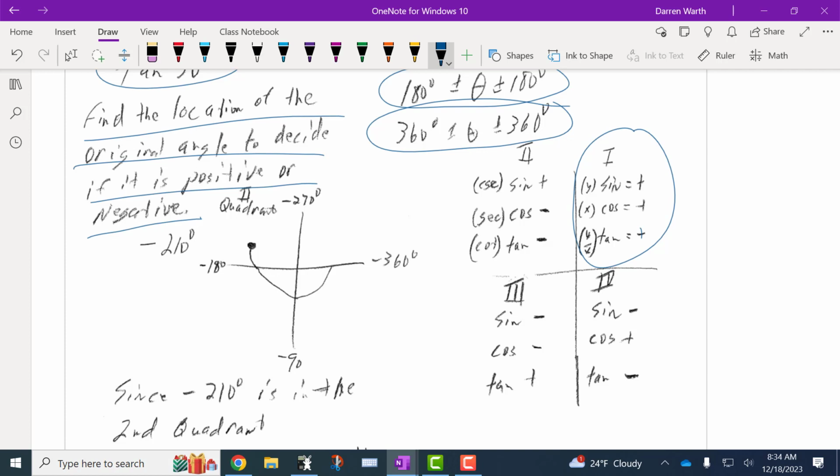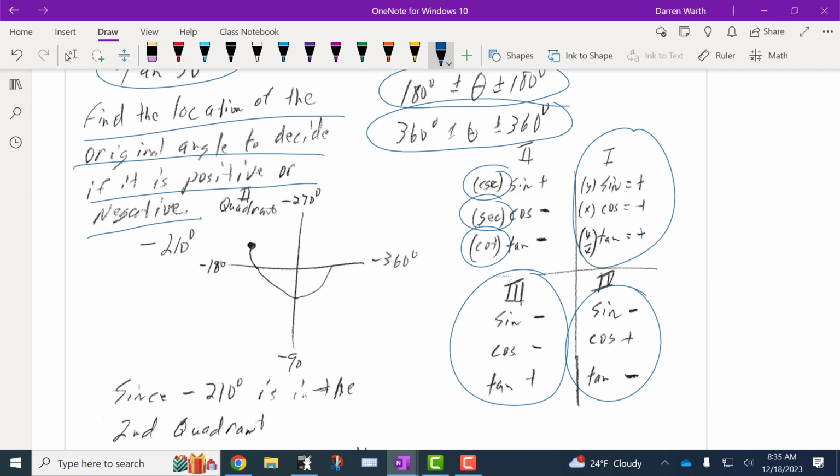Second quadrant, sine is positive, cosine is negative, tangent negative. And I just like to remind myself of their reciprocals right next to them, because that'd be cosecant, secant, and cotangent. They take on the same values as their sine, cosine, and tangent. And then in the third quadrant, sine is negative, cosine is negative, tangent is positive. And then the fourth quadrant, sine is negative, cosine is positive, tangent is negative.